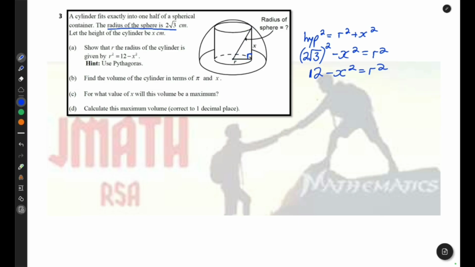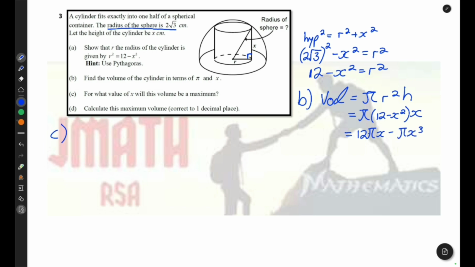Question B, find the volume of the cylinder in terms of pi and x. Okay, so the volume of a cylinder is pi r squared h. So for question B, I can just tell them I know volume is equal to pi r squared h. Now I need to sub in the things that I know. So I know that the height of the cylinder is actually an x, and the radius squared is given by 12 minus x squared. So it's pi (12 minus x squared), and then a normal x. So if I simplify that, it's going to be 12 pi x minus pi x cubed.